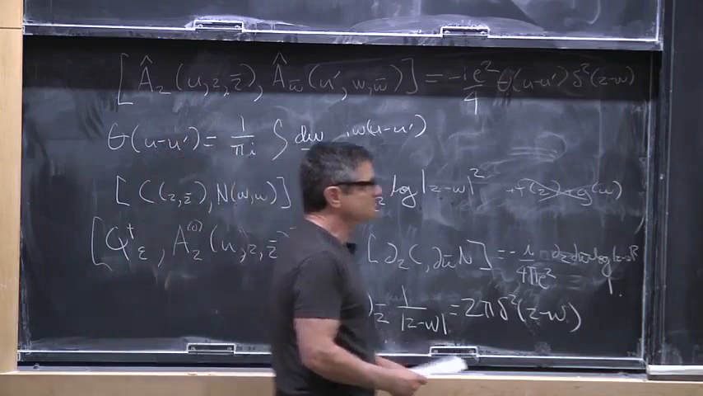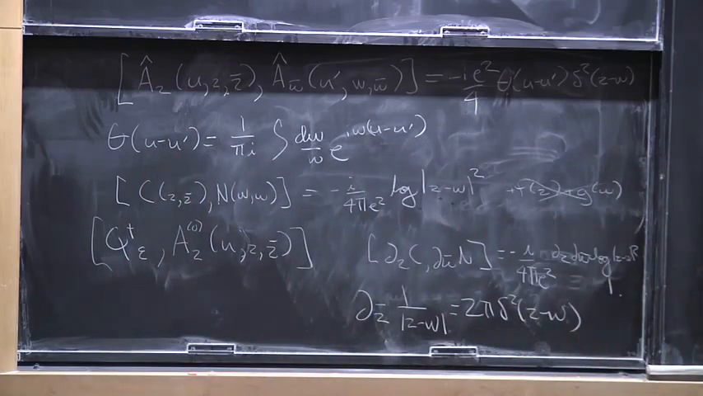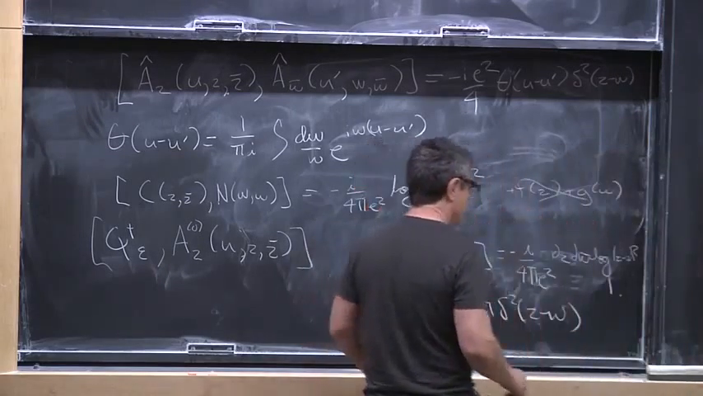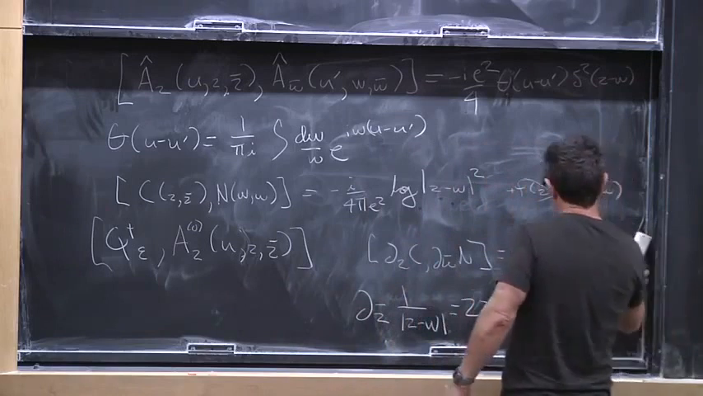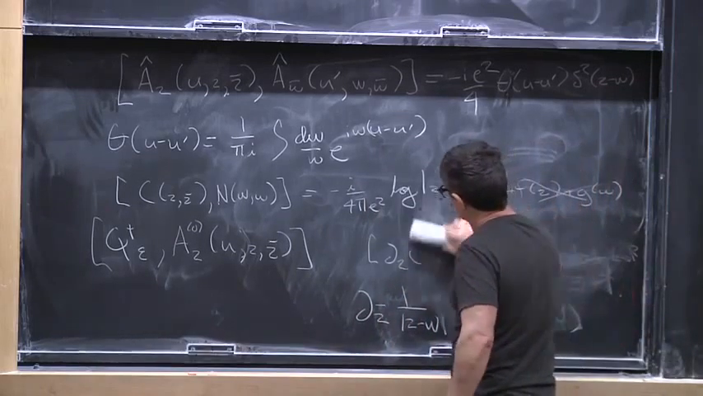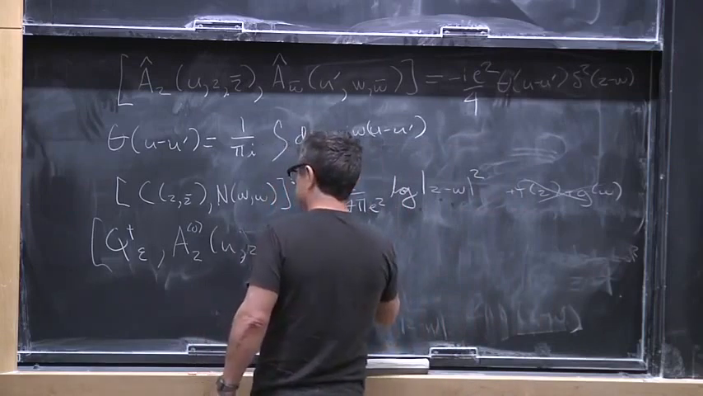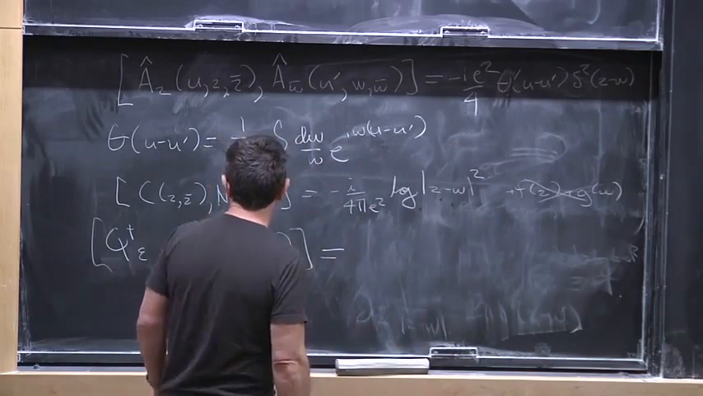Oh, because delta C and delta N are symplectically paired at the same point on the sphere. Okay. So what is this equal to?